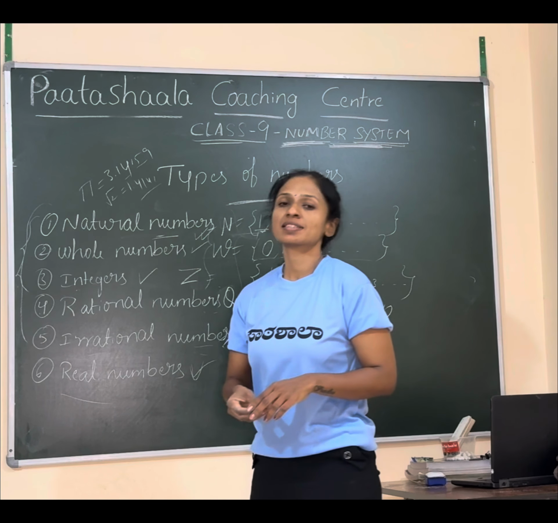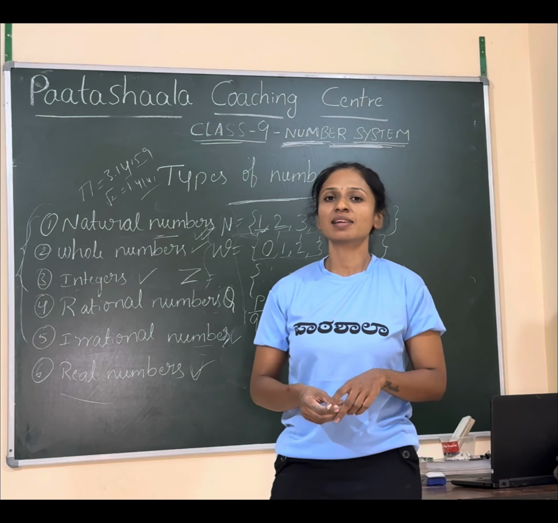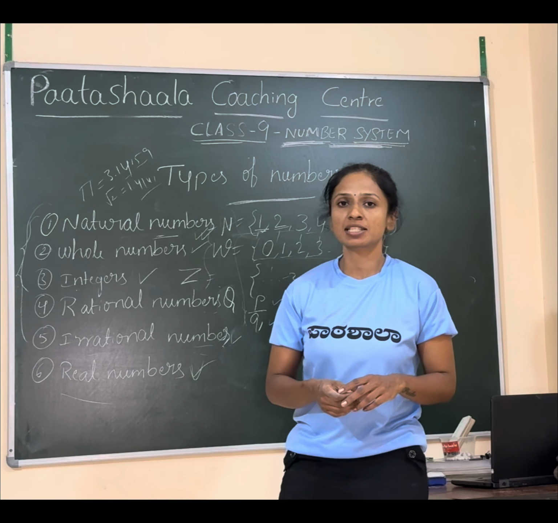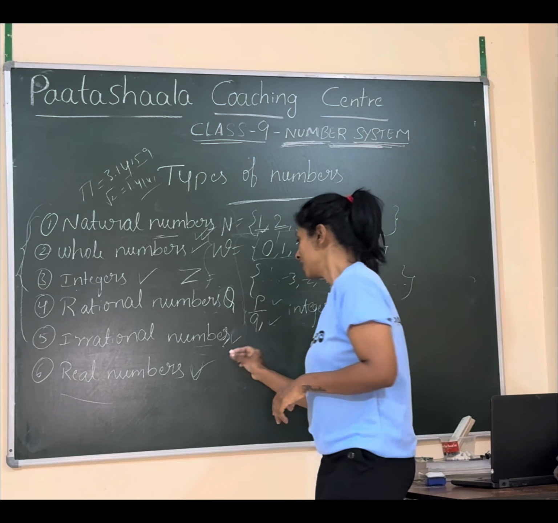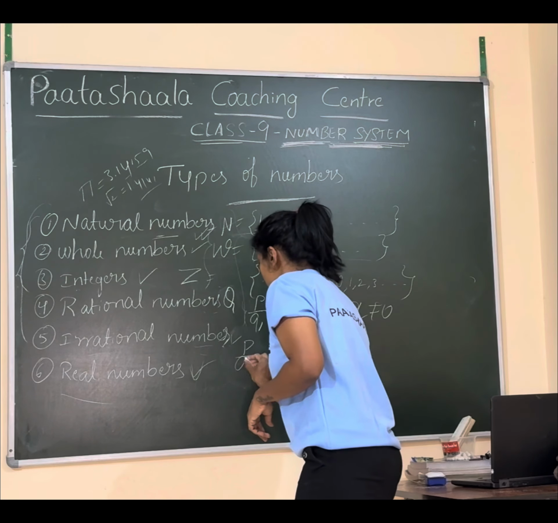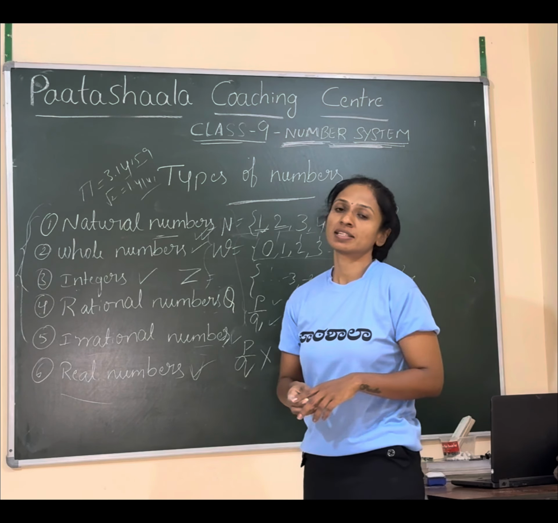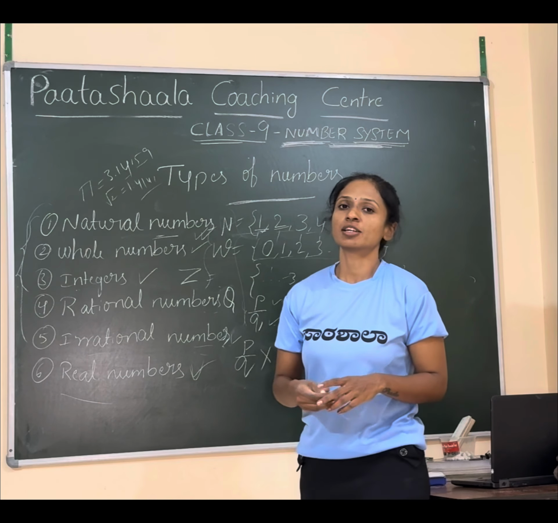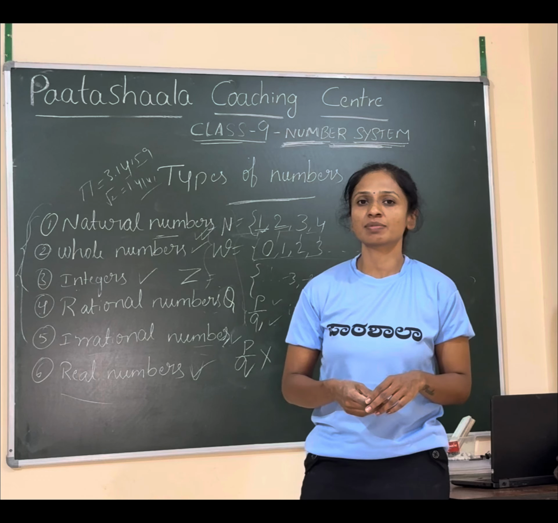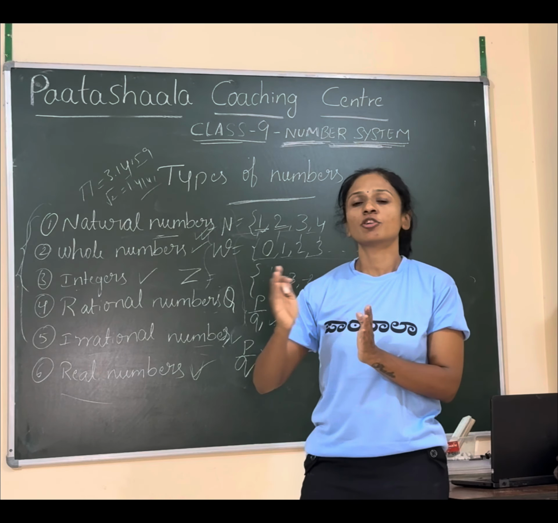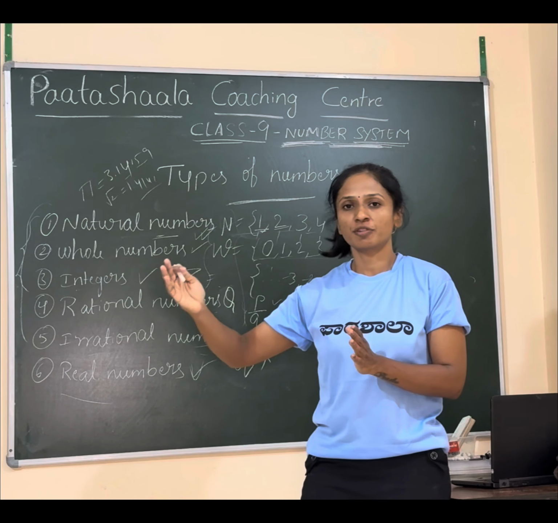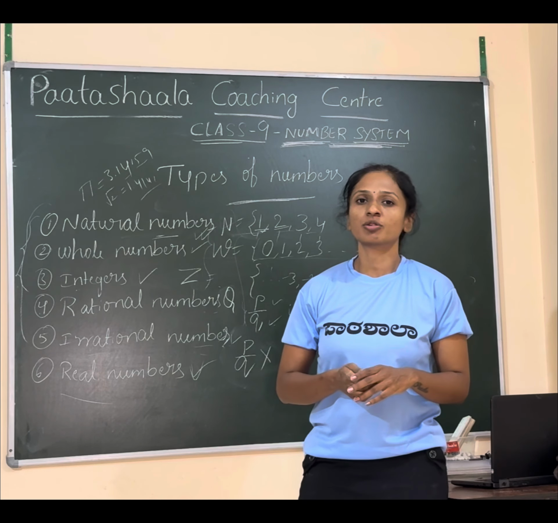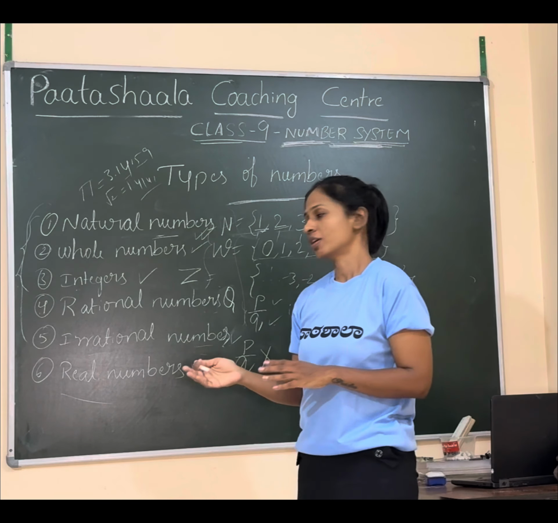And the fifth one is irrational numbers. Irrational numbers are the numbers which cannot be expressed in the P by Q form, and also have a non-terminating and non-repeating decimal expansion. That means it is not going to stop. It goes on forever, and the pattern will not repeat. So these are called irrational numbers.